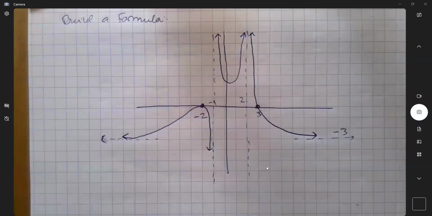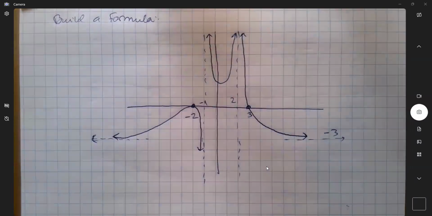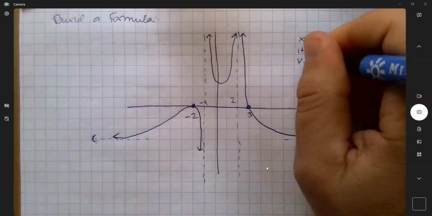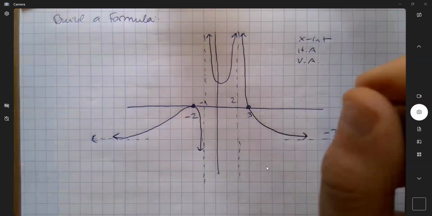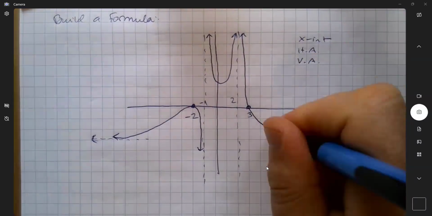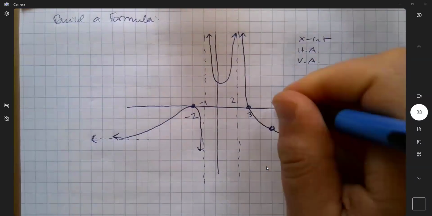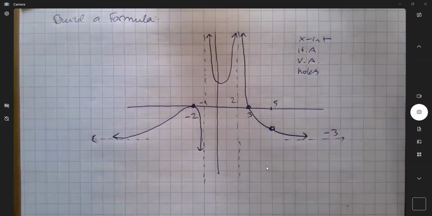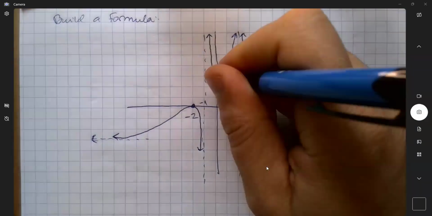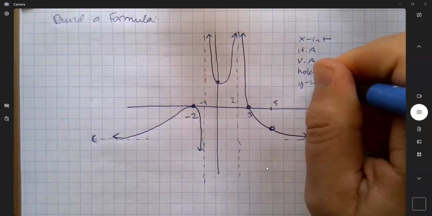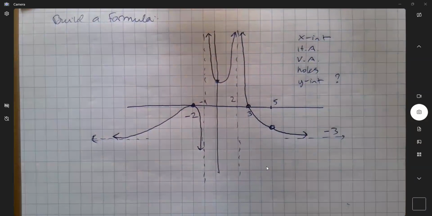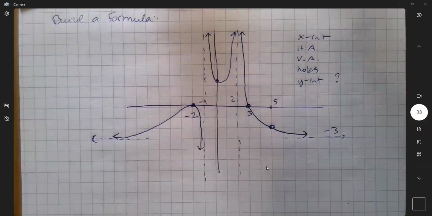So I want to build a formula, and to build a formula, we need the x-intercepts, the horizontal asymptote, the vertical asymptote, any holes. Should I put a hole? Let's do it. Let's put a hole right here at 5. And it would be nice to know the y-intercept as well. But again, that's hard to find unless you have an extra piece of information. So I can at least build everything except the y-intercept part.